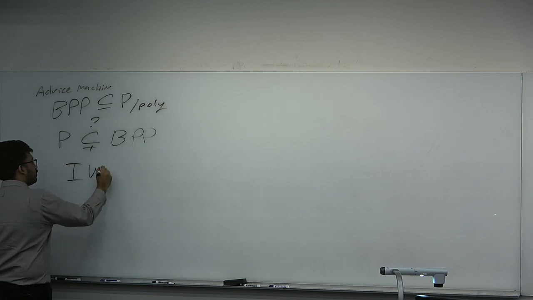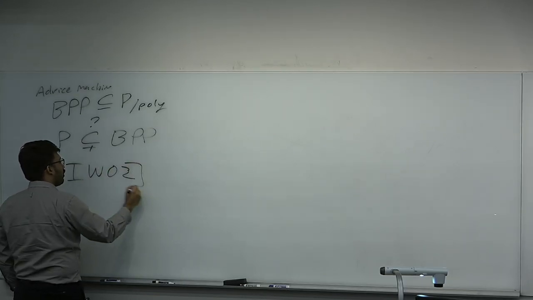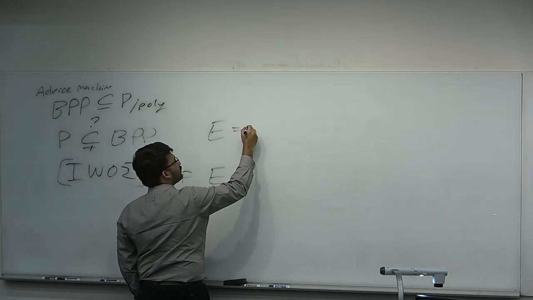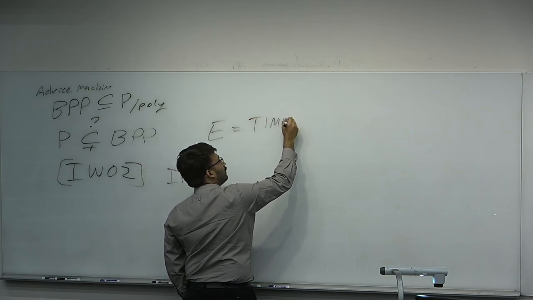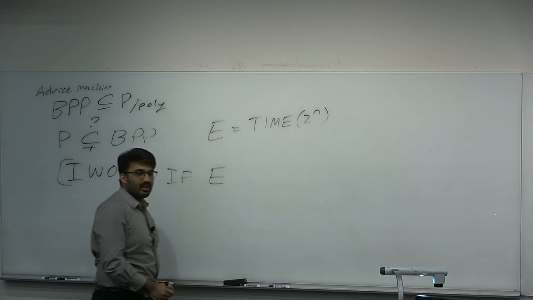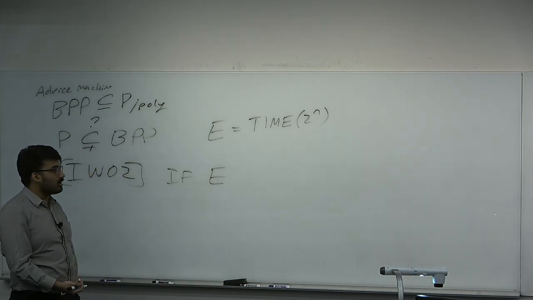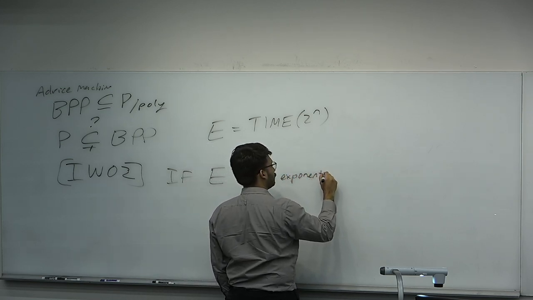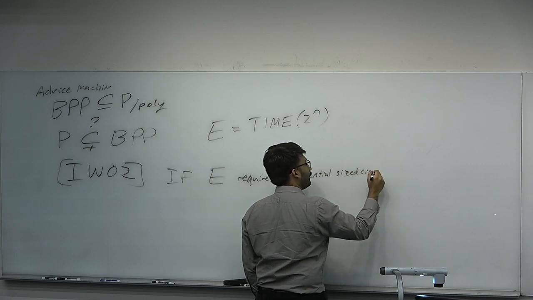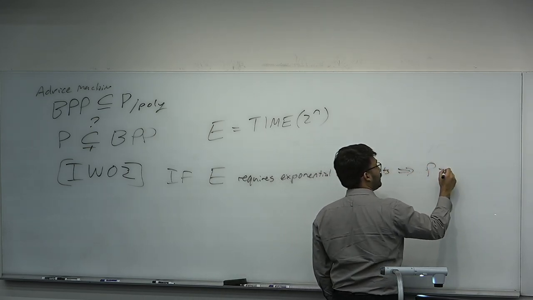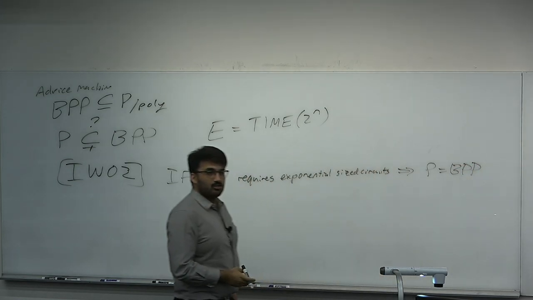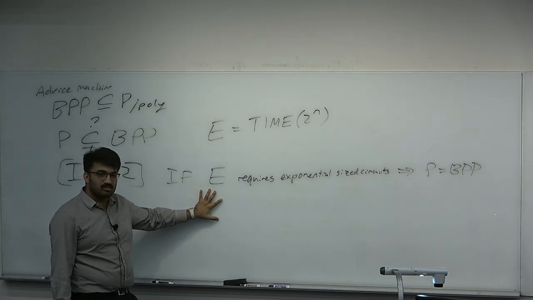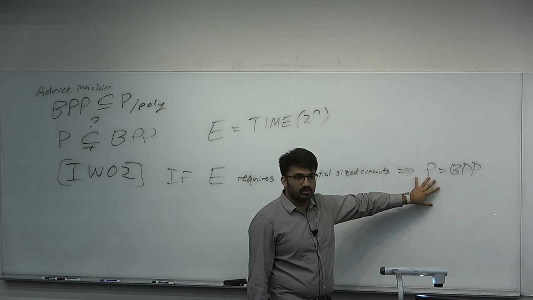And Impagliazzo and Wigderson in 2002 showed: if E, and E again is this class of time 2 to the n, where n is a linear exponent. It's not EXP, it's just a linear exponent of time. If E requires exponential size circuits, and that ought to be true, then P is equal to BPP. So this is one of the celebrated theorems from 2002. Basically, if E requires exponential size circuits, we have good de-randomization procedures. We have perfect de-randomization techniques.